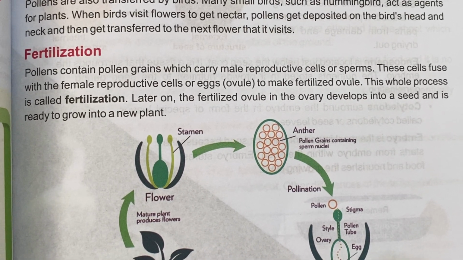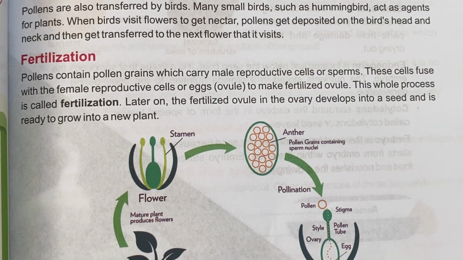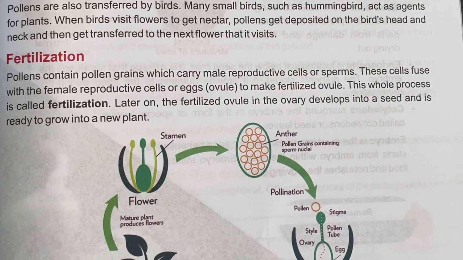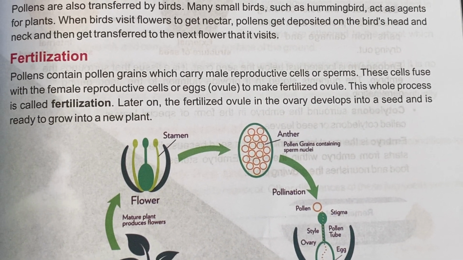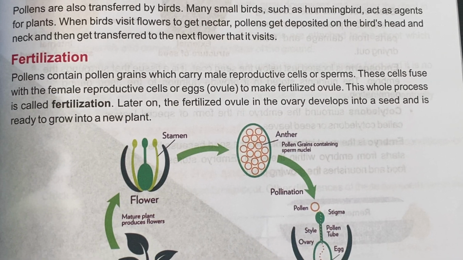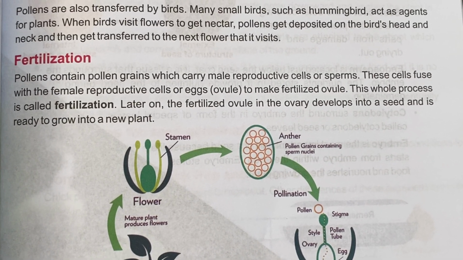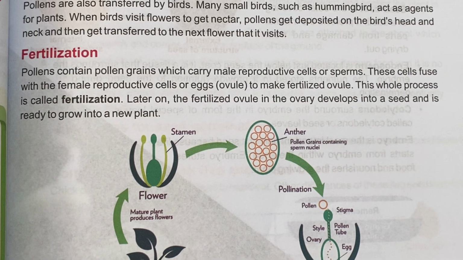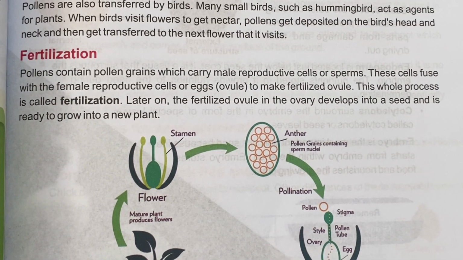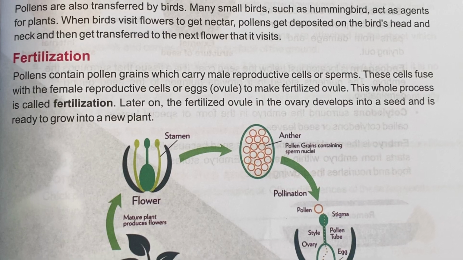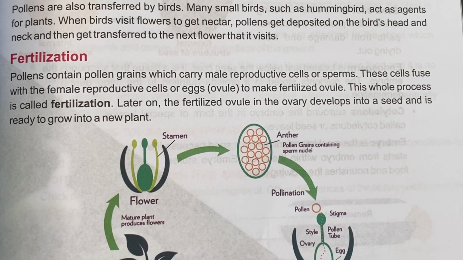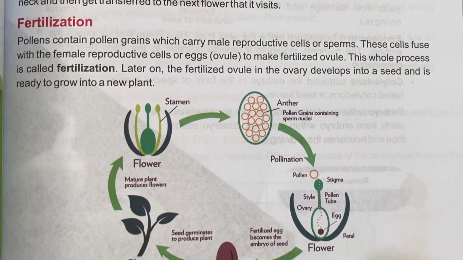Fertilization in plants. Pollen contains pollen grains which carry male reproductive cells, or sperms. These cells fuse with the female reproductive cells, or egg ovule, to make a fertilized ovule. This whole process is called fertilization. Later on, the fertilized ovule in the ovary develops into a seed and is ready to grow into a new plant.